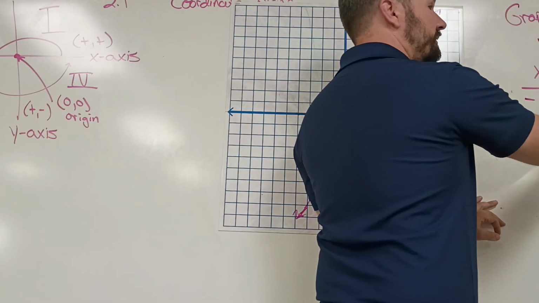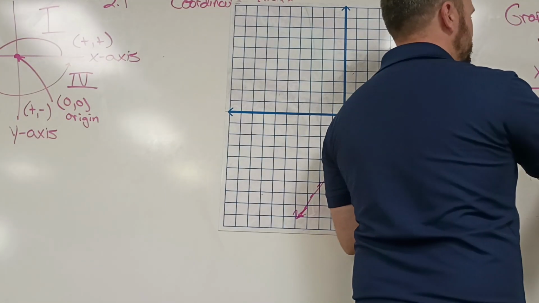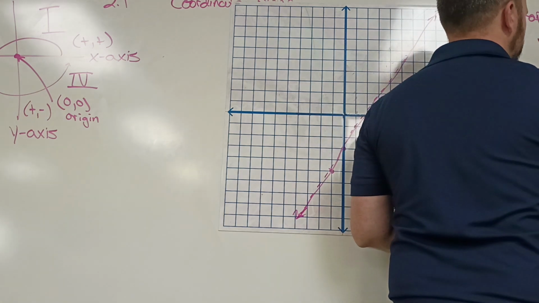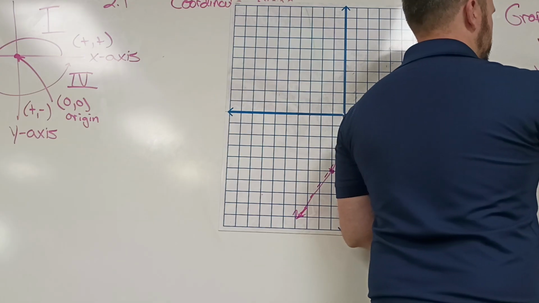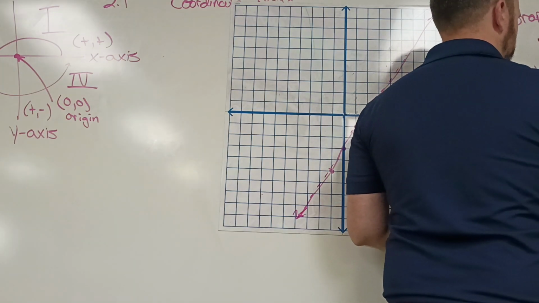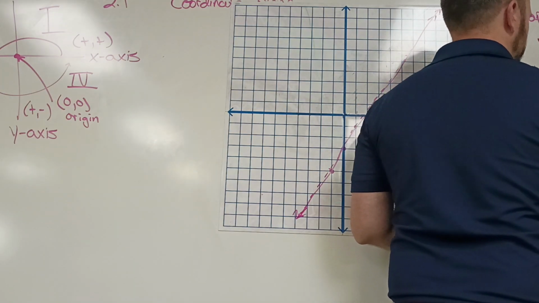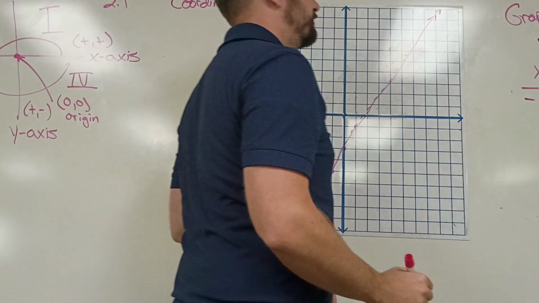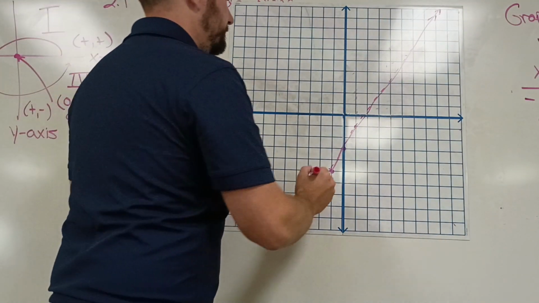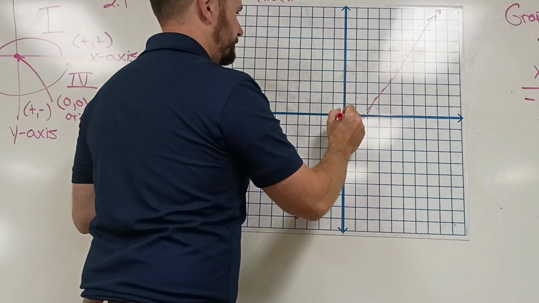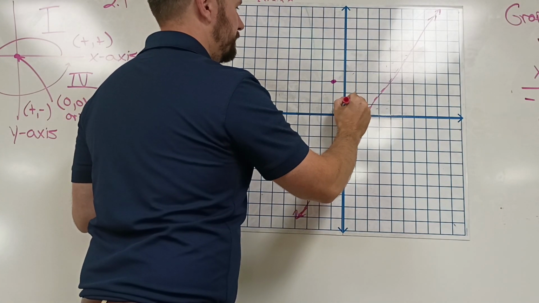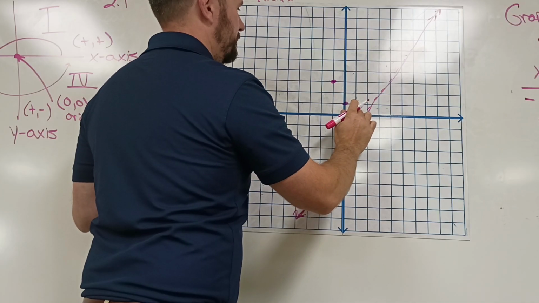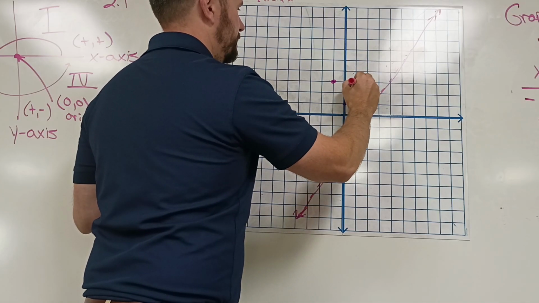Remember, plug it in parentheses. This is a good reminder of evaluating expressions. -1 squared is 1 plus 2 is 3. 0 plus 2 is 2. And 1 squared plus 2 is 3. So 3, 2, 3. I go negative 1, 3, 0, 2, 1, 3.